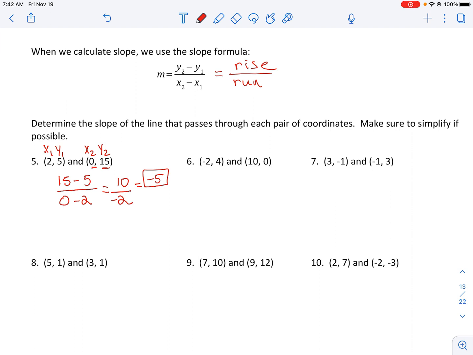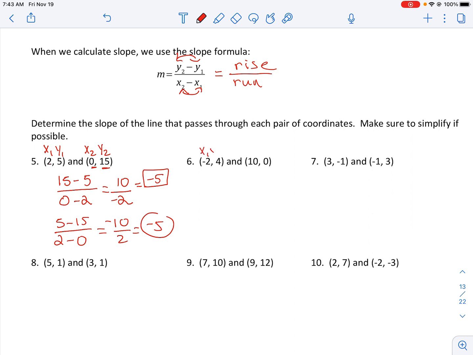Now, you could actually flip this, but if you're going to flip it, you have to flip both which x and which y that you start with. So if you want to do 5 minus 15, that's fine, but then you would also have to start with the 2 and do 2 minus 0. And notice you get the exact same answer. So as long as you do the same order on the y's on the top, same order on the x's on the bottom, you'll get the same answer. Okay, so let's try the next couple.